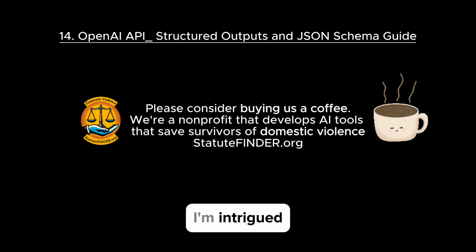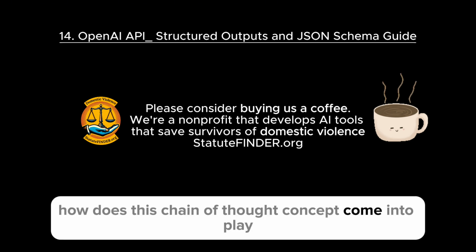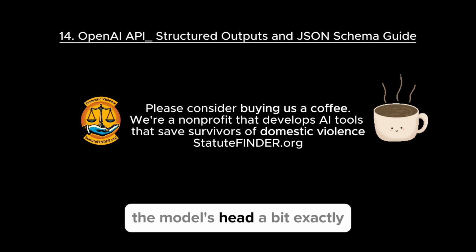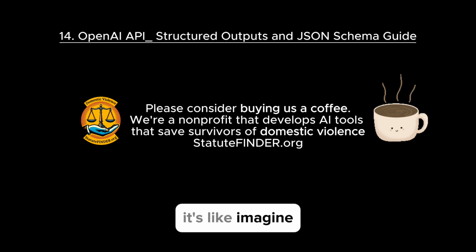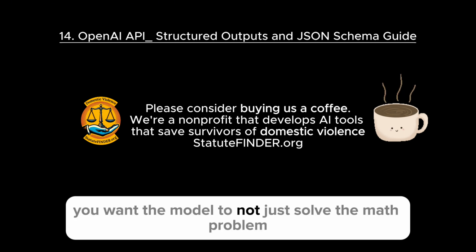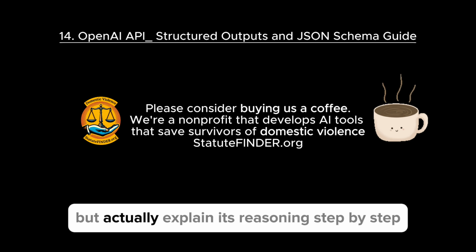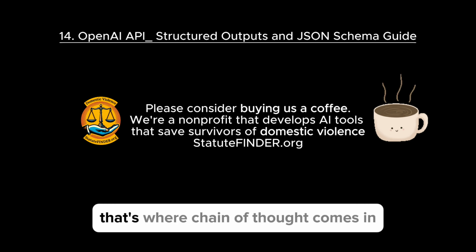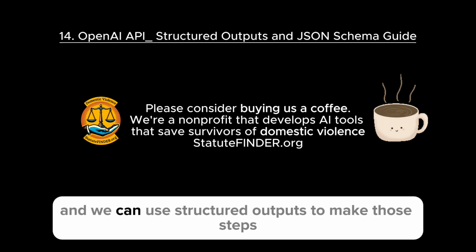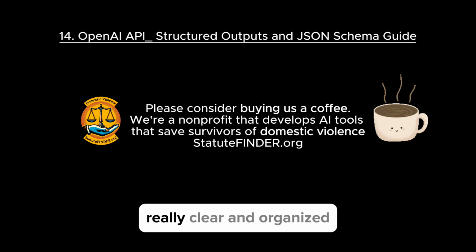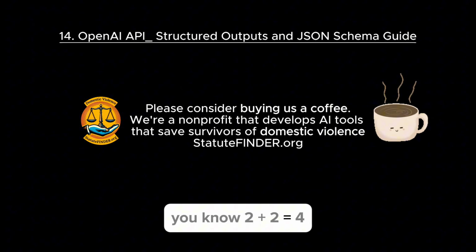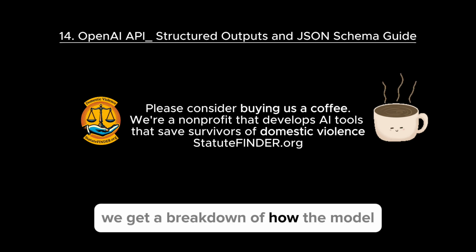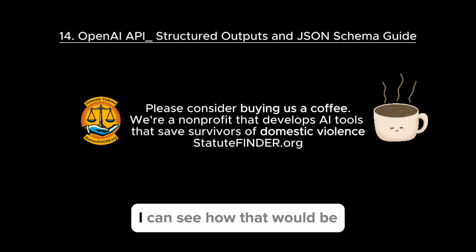Okay, I'm intrigued. How does this chain of thought concept come into play? It sounds like we're getting into the model's head a bit. Exactly. Imagine you want the model to not just solve the math problem, but actually explain its reasoning step by step, like a human tutor would. Right. That's where chain of thought comes in, and we can use structured outputs to make those steps really clear and organized. So instead of just seeing 2 + 2 = 4, we'd get a breakdown of how the model actually got to that answer. I can see how that would be incredibly useful for learning.